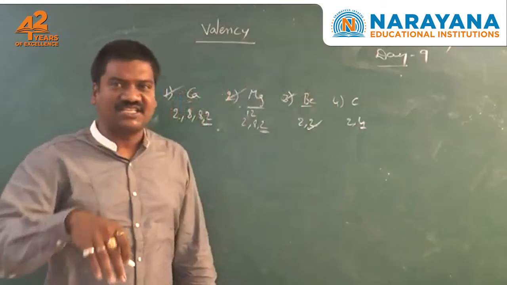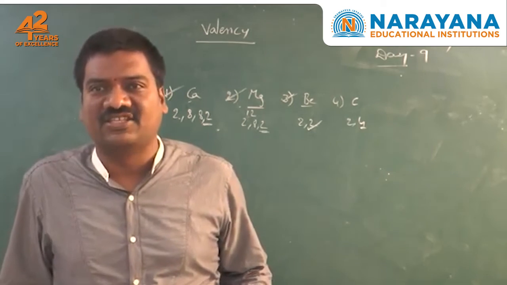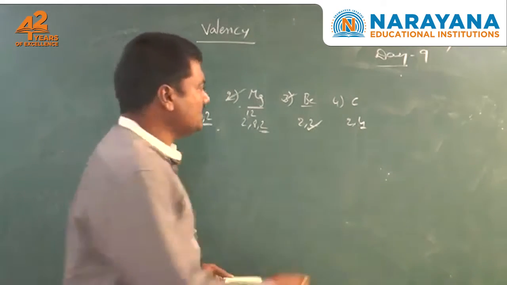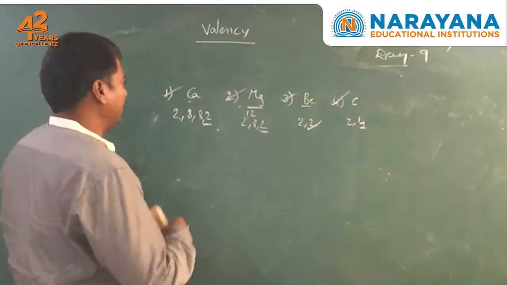Now the options are the same, but the question is different: which of the following elements does not have valency 2? Then I can take the answer as 4, the carbon atom. Like that they can ask the questions.